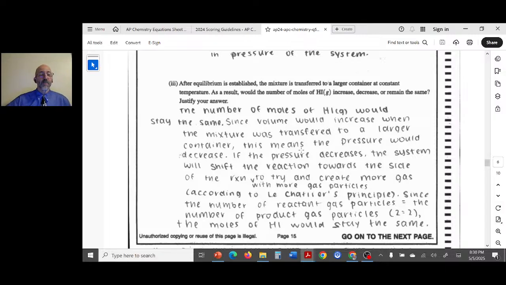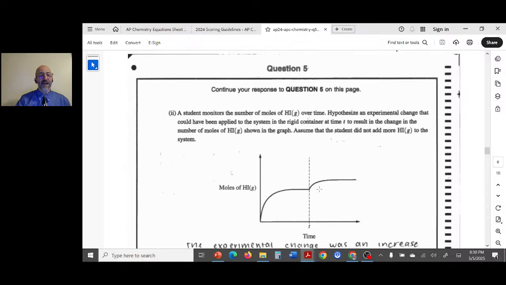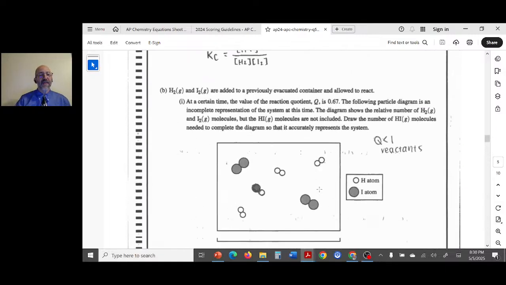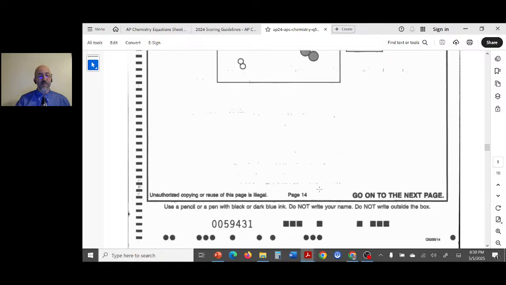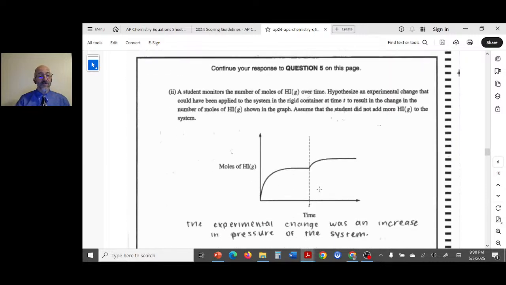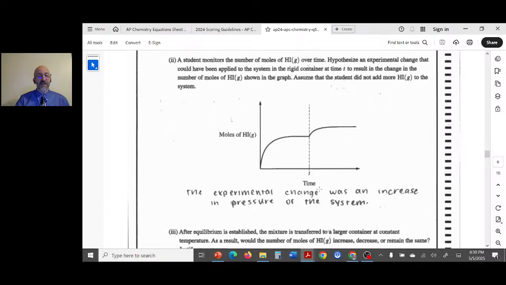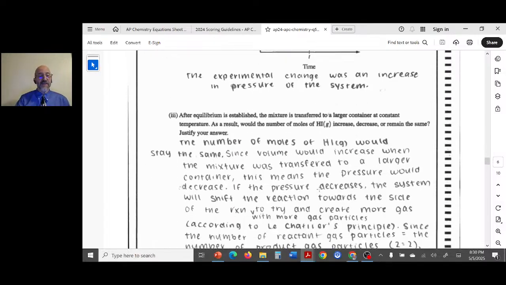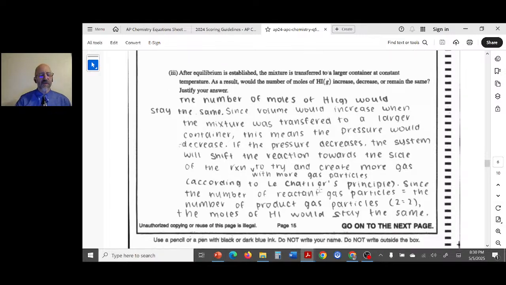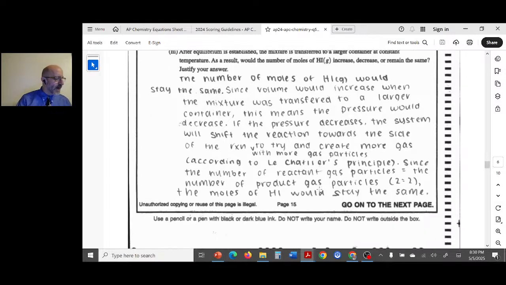They got the point in part A for the correct Kc expression, and they lost the point because they didn't have the right number of molecules. They lost the point here for not talking about the correct change that would cause an increase in the HI product. And then this was an acceptable justification for that. So they got all 4 of those.